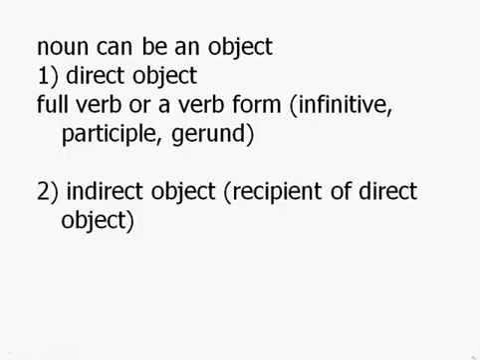In addition to direct objects, there are also indirect objects. Typically, this is a person receiving the action. So, for example, somebody bakes me a cake.